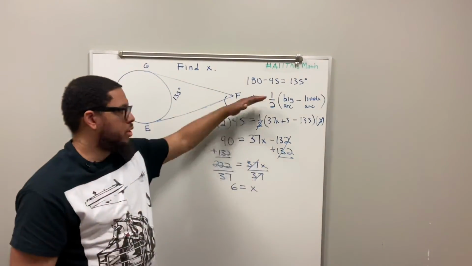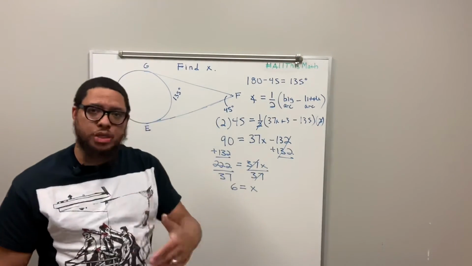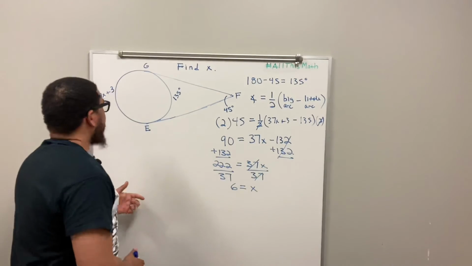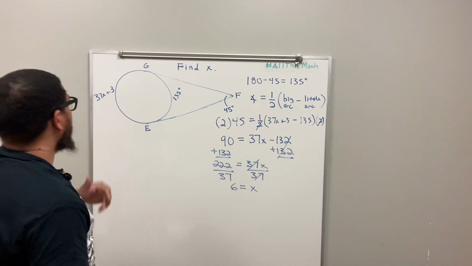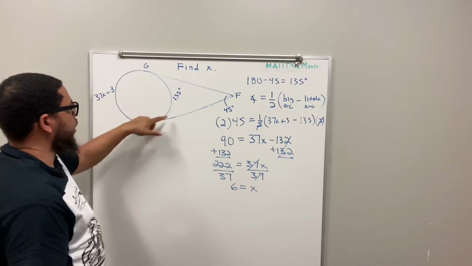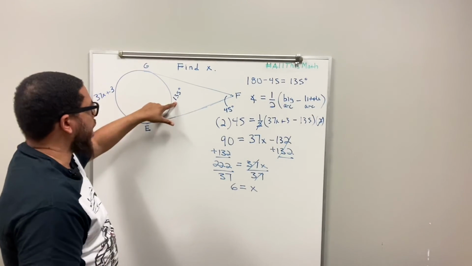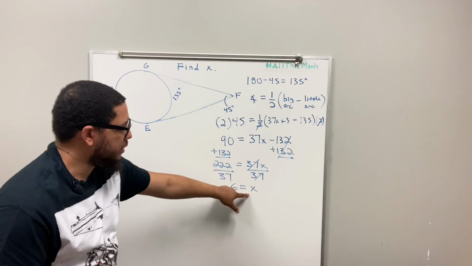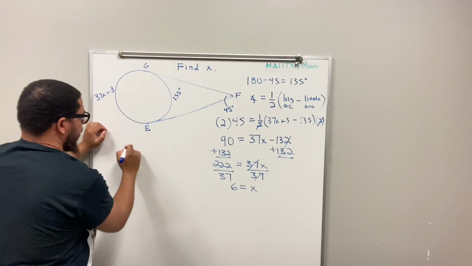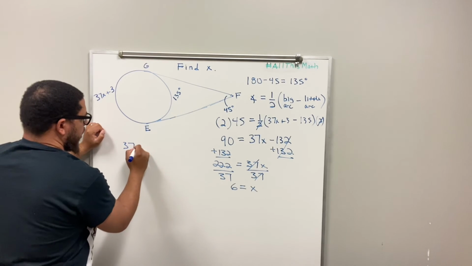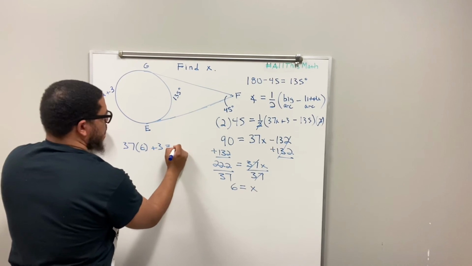through all this effort, do all this work, get an answer, and just think that the answer's right. You want to know for sure that the answer's right. So how can I prove that this answer is right? There's a couple ways I could do it. We already said that all the arcs in any circle have to add up to 360. We already said that. So I know one arc is 135. And if this x equals 6 actually, then that means that 37 times 6 plus 3 should equal 225. So let's see if 37 times 6 plus 3 actually equals 225.